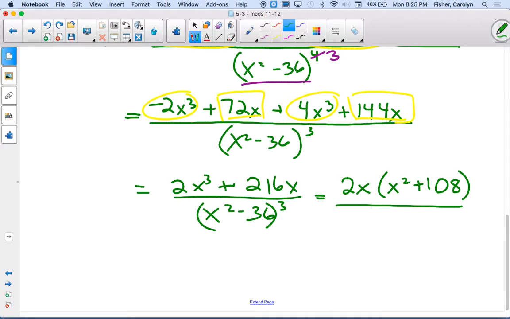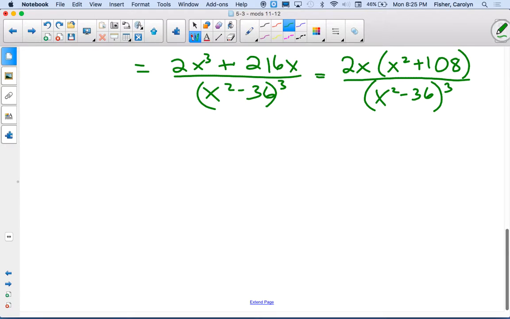All over x squared minus 36 quantity cubed. And ladies and gentlemen, that is our second derivative in final form, or at least I'm going to call it final form. So where am I? Okay, I found my second derivative. Why did I care about second derivative? Second derivative tells me about the concavity or the curvature of the function.